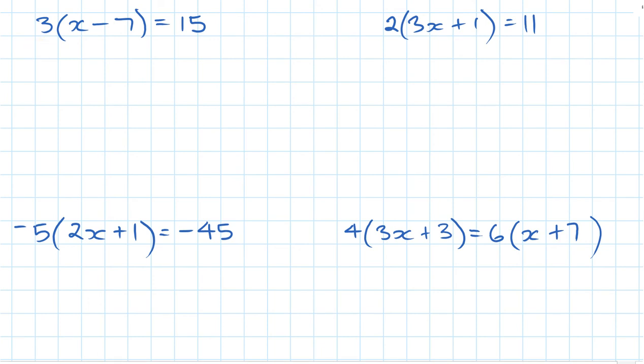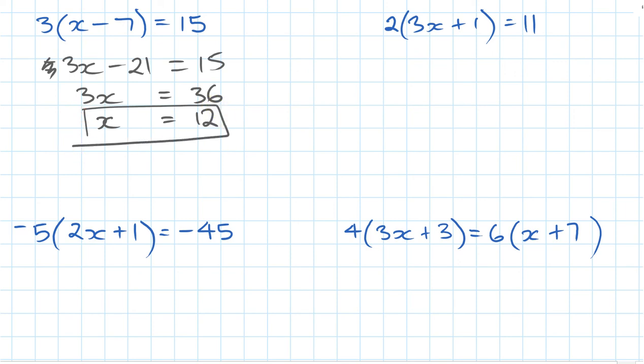So with this first example, let's expand the left-hand side. So we get 3x minus 21, and that's equal to 15. We're going to add 21 to both sides. When we do that, we get 15 plus 21 is 36. And then we've got 3x equal to 36, so we'll divide both sides by 3. So in doing that, we end up with x equal to 12. And that's our final solution.